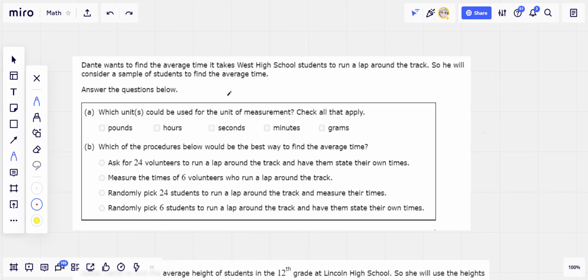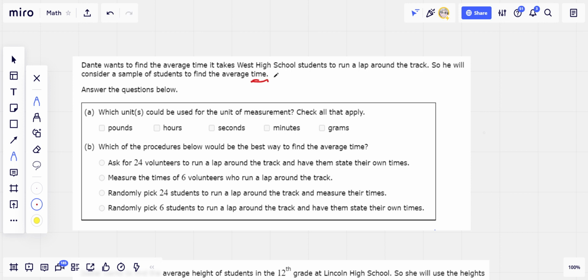In these problems, we get to imagine that we are statisticians going out in the world and gathering some data in the best way that we can. And we're going to have to choose how we do it, what units we use, and what's our method for gathering that data. This first one says Dante wants to find the average time it takes West High School students to run a lap around the track. So he will consider a sample of students to find the average time.